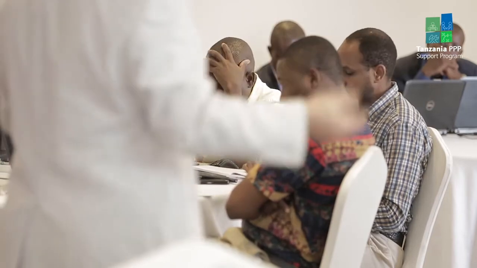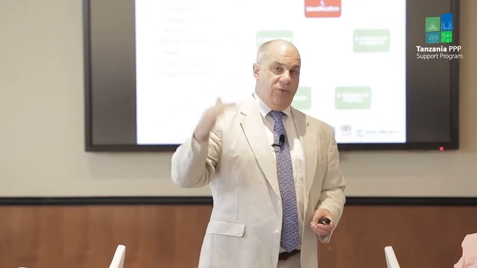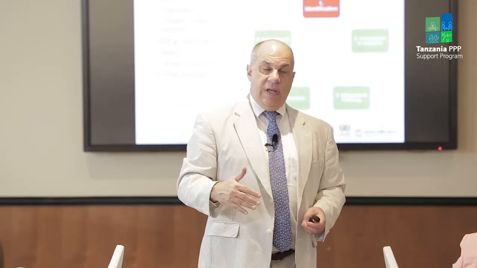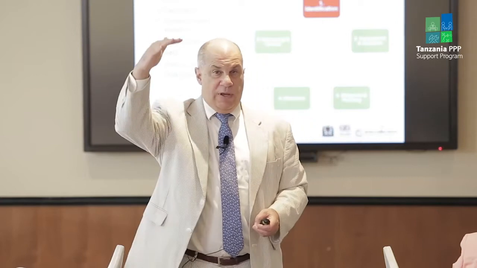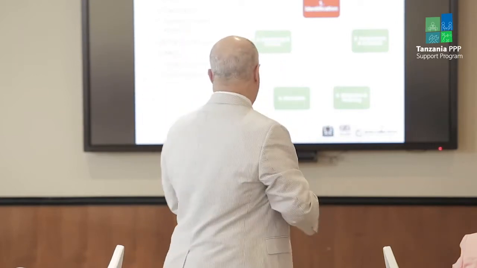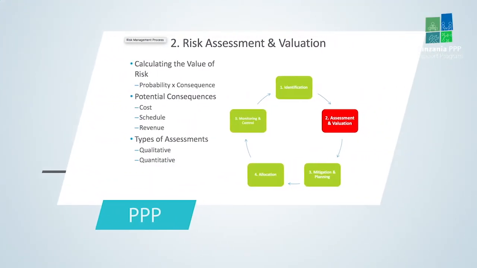What could go wrong in the operation of the project? What could go wrong in financing the project? What could go wrong politically? You start thinking of all the things that could go wrong, and what you're doing is creating a list of potential risk. Sometimes it's referred to as a risk register, just a list of the risk, okay?